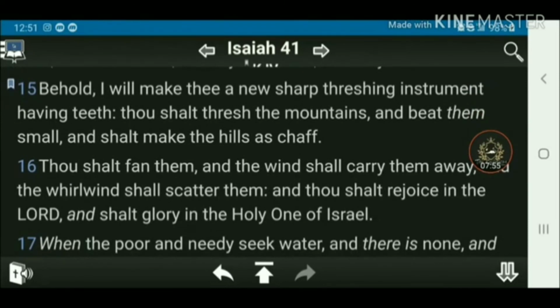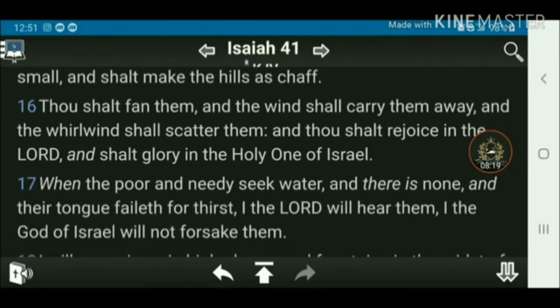Isaiah 41 and 15. Behold, I will make thee a new sharp threshing instrument having teeth, and thou shalt thresh the mountains and beat them small, and shall make the hills as chaff. Chaff, that's interesting. That's what comes off the wheat when you beat it on the threshing floor. And thou shalt fan them, and the wind shall carry them away. That's the exact picture of harvesting wheat. This is the wheat harvest.